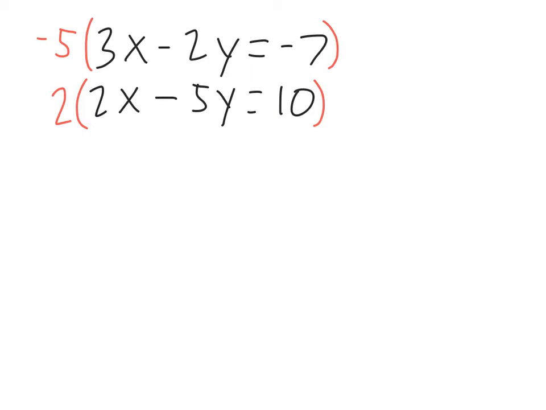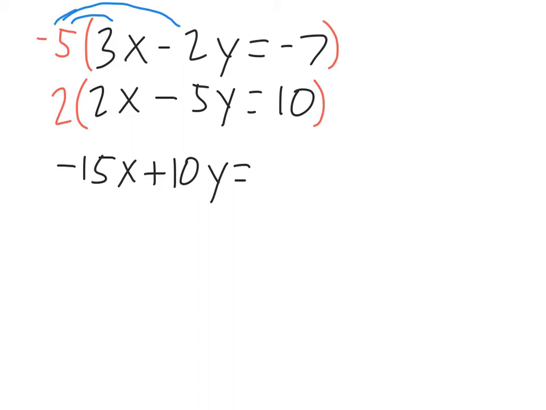Now use the distributive property and multiply everything by negative 5 in the top one and 2 in the bottom one. So negative 5 times 3x is going to give you negative 15x. Negative 5 times negative 2y will give you a positive 10y. And negative 5 times negative 7 will give you a positive 35.